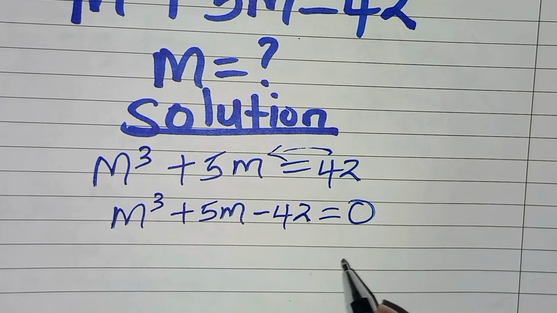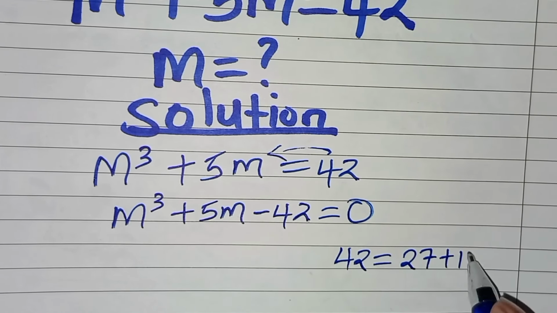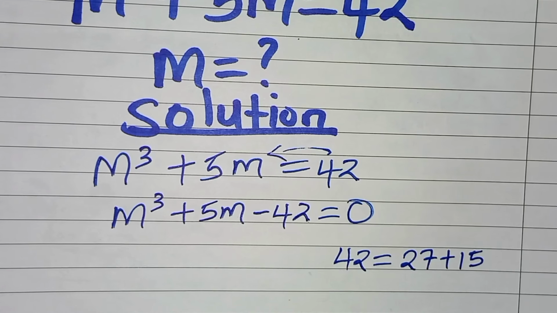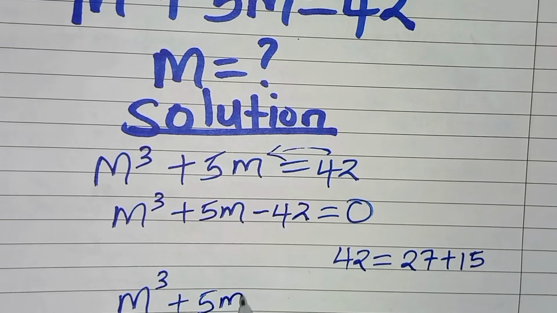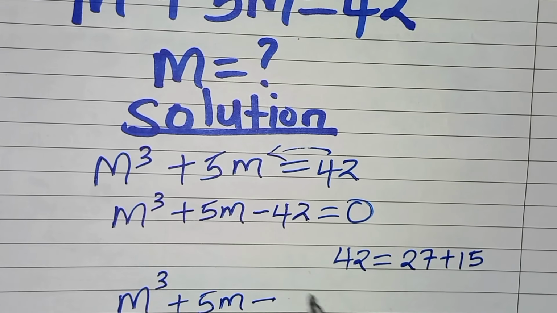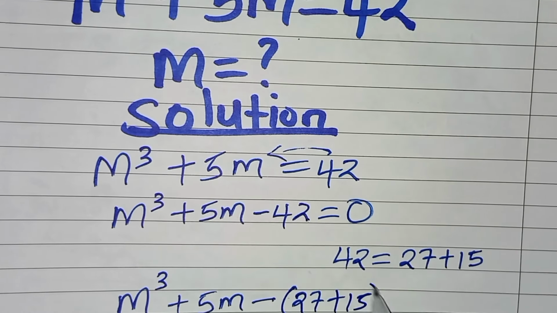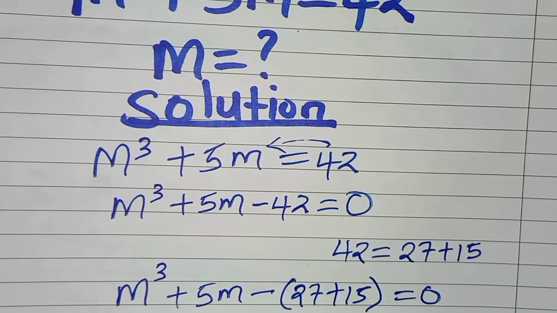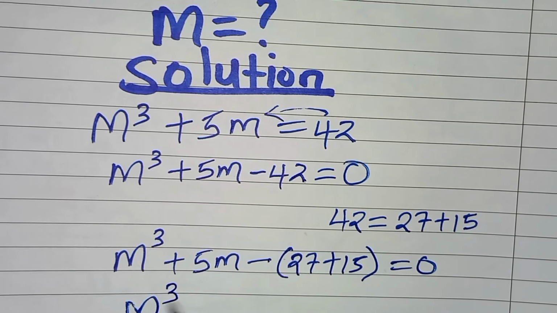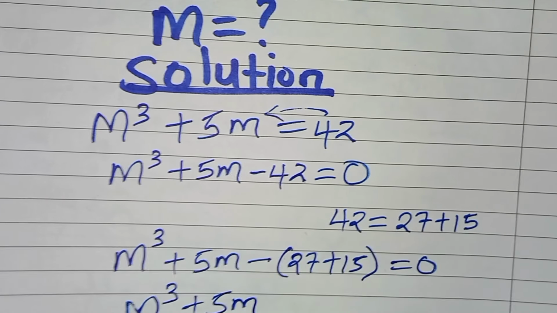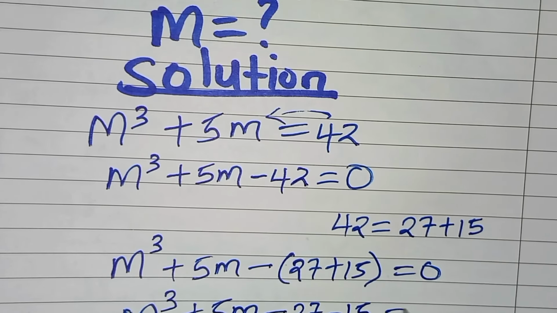Now from here, we can express 42 as 27 plus 15. Given this, we'll have m to power 3 plus 5m subtract, now this 42 we can express as 27 plus 15, this is equal to 0. Now the next phase here, we'll have m to power 3 plus 5m subtract 27 subtract 15, this is equal to 0.